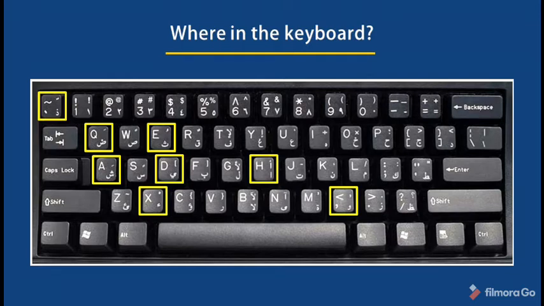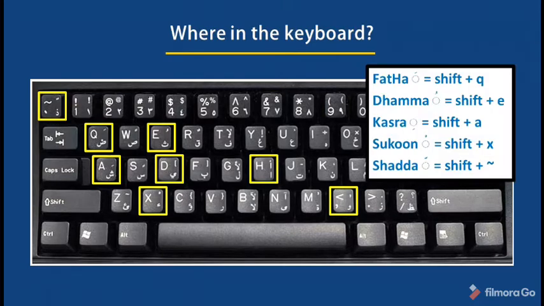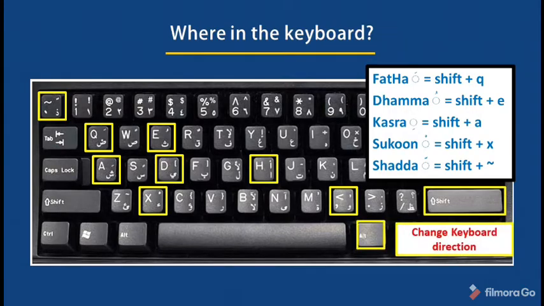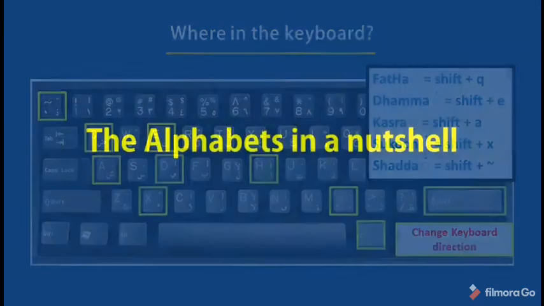Please notice that in order to type a haraka, you need to press and hold the shift key. So in order to get fatha, press shift and Q. For dhamma, press shift and E. For kasra, press shift and A. For sukoon, shift and X. And for shadda, shift and the light key. Of course, this is done after you change the language direction into Arabic.